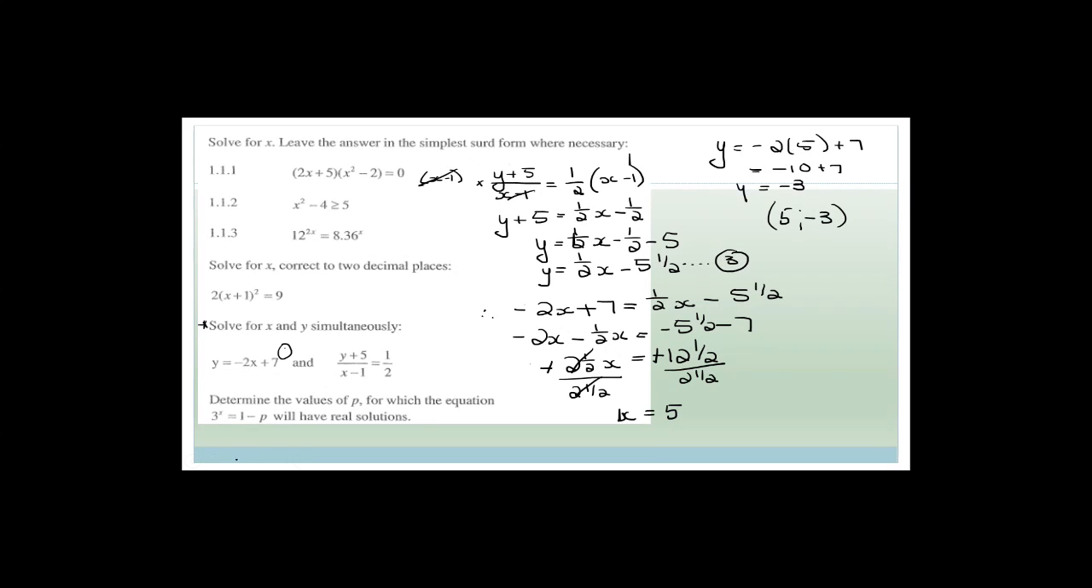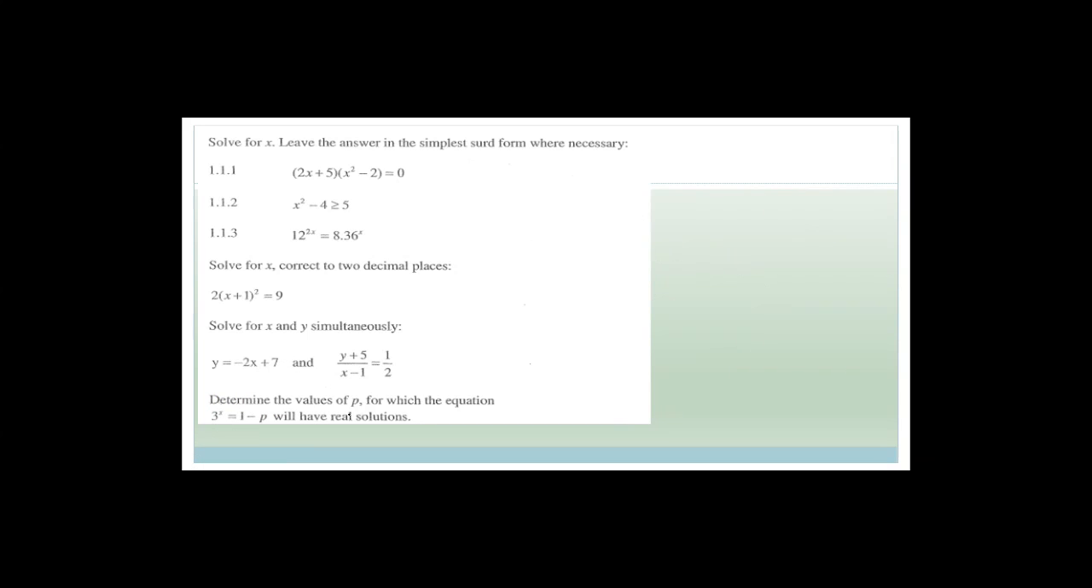Okay, let's look at this last question on the page, which actually looks very interesting. It says determine the values of p for which the equation 3 to the x equals 1 minus p will have real solutions. Okay, they've got 3 to the x equals 1 minus p, and it says determine the value of p for which the equation will have real solutions.